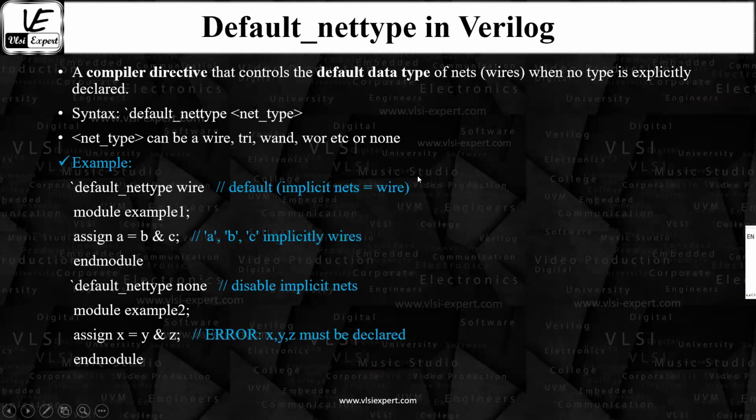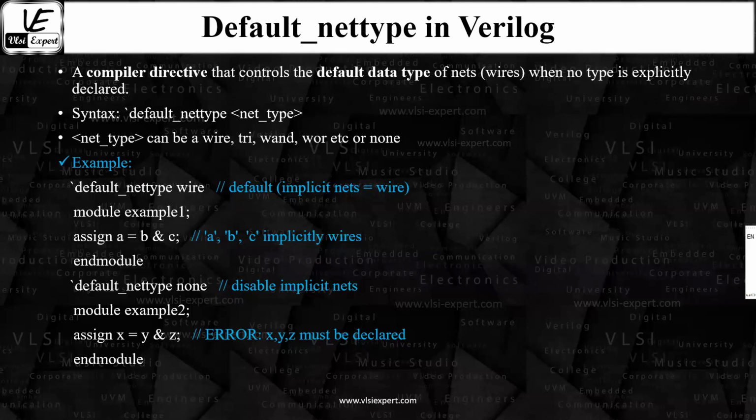Then comes default nettype. This directive controls the default data type of nets when they are not explicitly declared. For example, this default nettype wire means that if we forget to declare a signal, the compiler will automatically treat it as a wire. However, this can sometimes hide mistakes such as spelling errors. So to avoid that, we can set default nettype none, like here. In this case, the compiler throws an error if any signal is undeclared. So this helps us catch accidental net creation and enhances code safety.